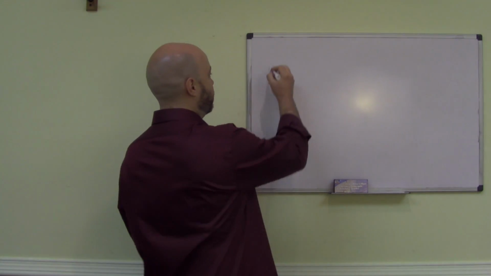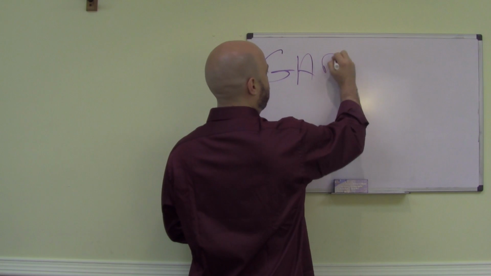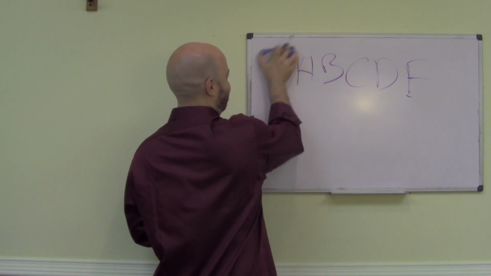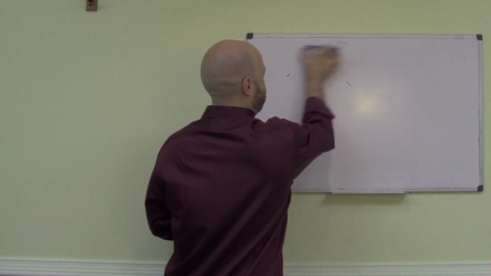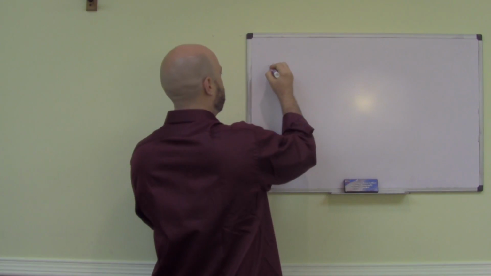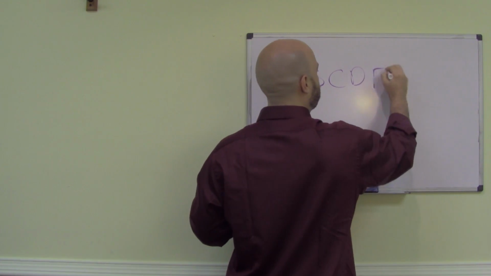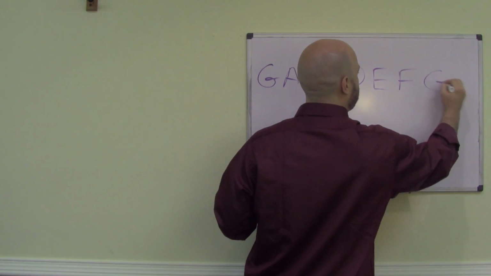It's going to be G major, so we write out G, A, B, C, D, E, and it's too big. Let's try this again. G, A, B, C, D, E, F, G.